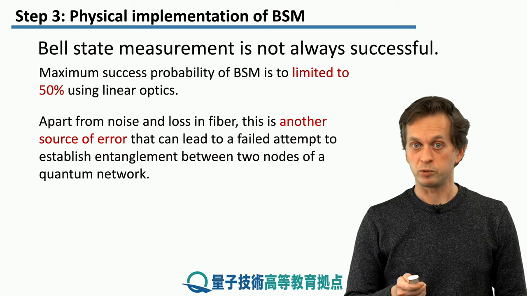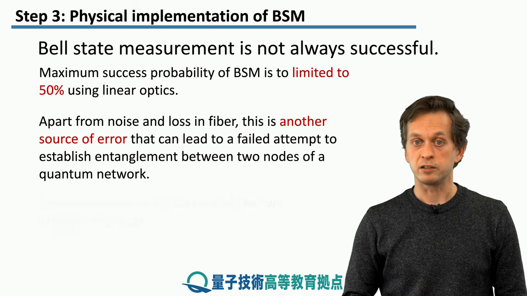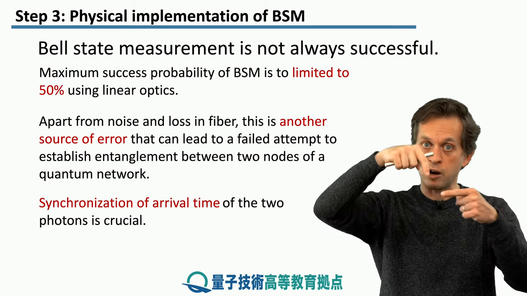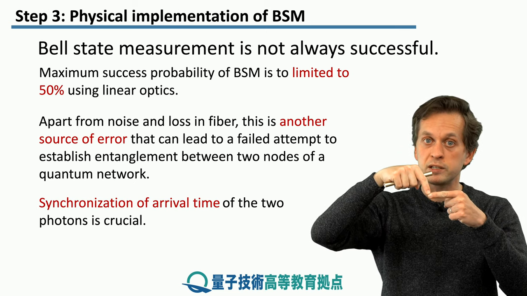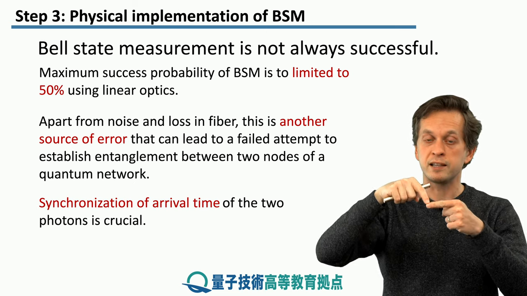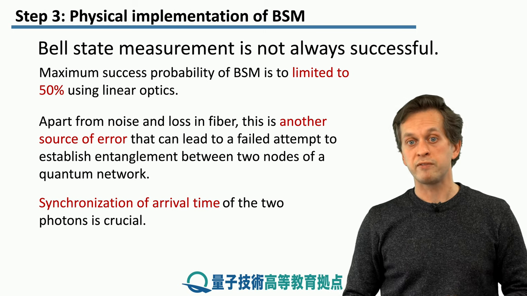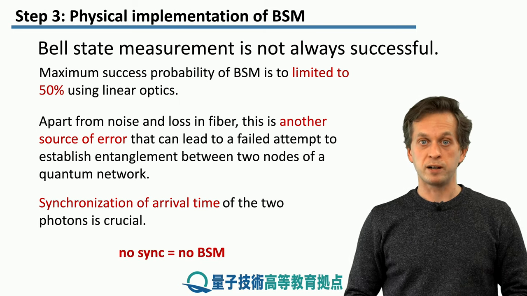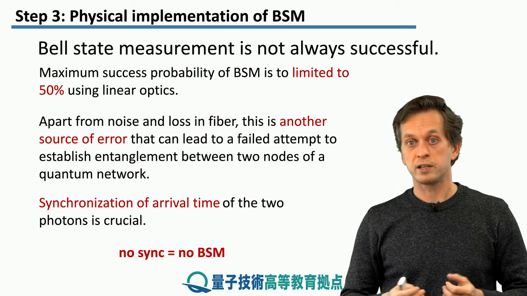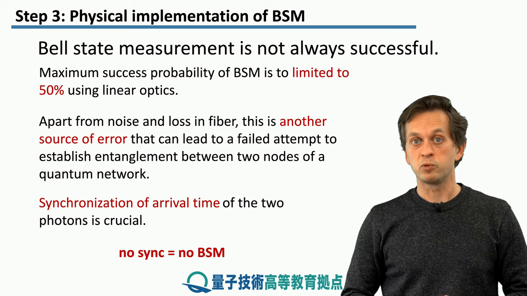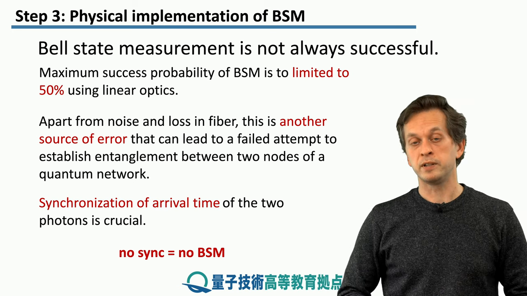On top of that, what we have to take into account is that the two photons coming into our Bell state analyzer have to be synchronized. They have to arrive at the same time. If they don't arrive at the same time, we fail our Bell state measurement and we cannot establish entanglement between the network nodes.